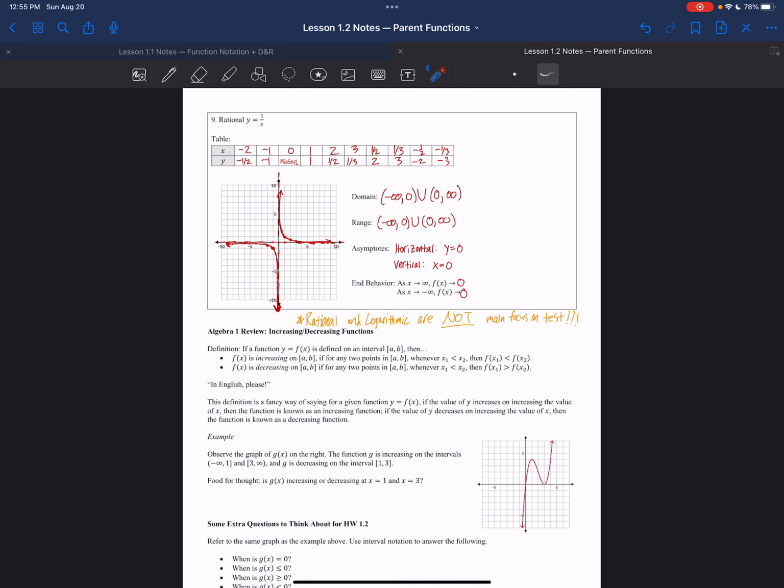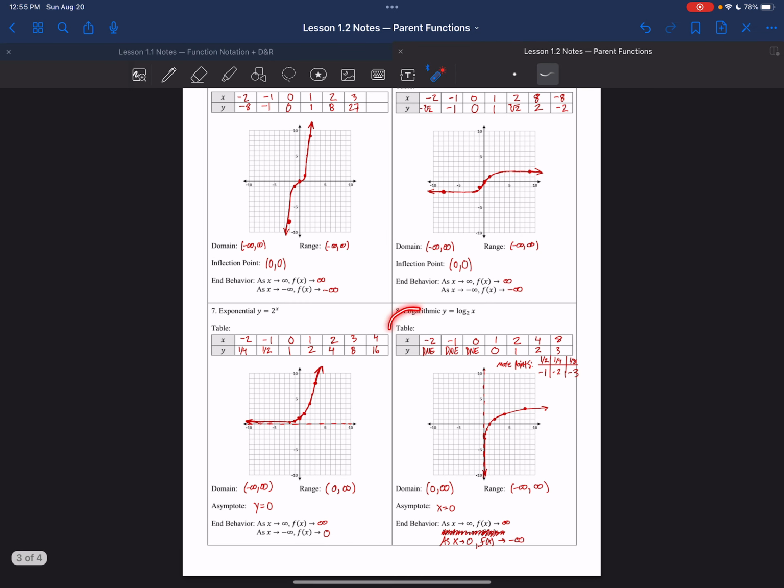Okay? Same goes for logarithmic. If you don't know how to make this table by hand, it's okay. Just recognize that this is what the graph of log looks like. And if you know what the graph looks like, you should be able to figure out the domain and range.